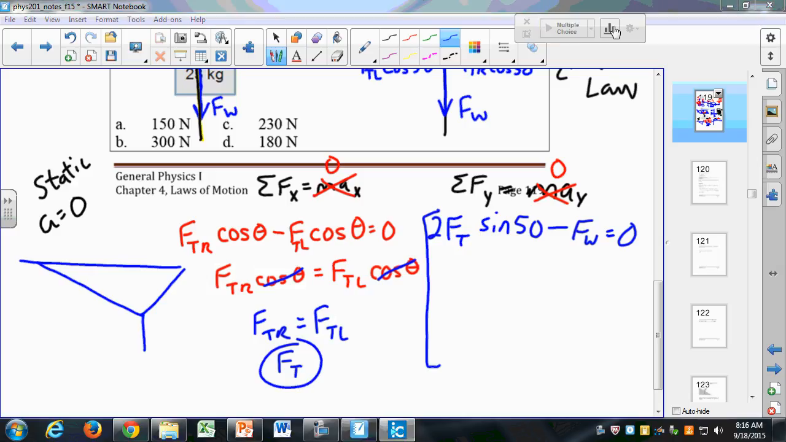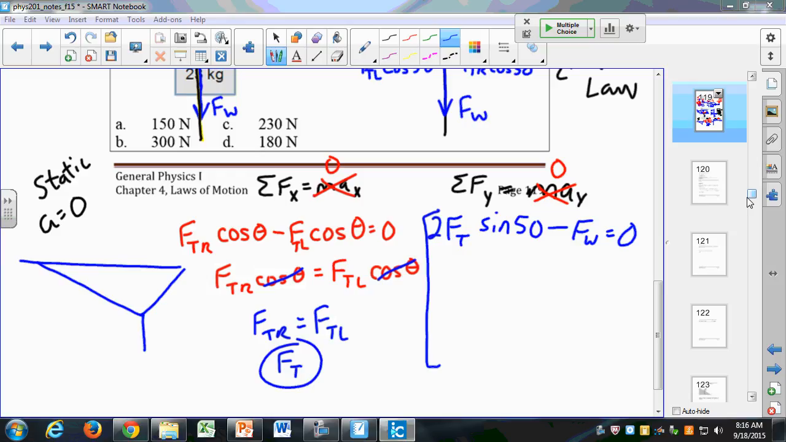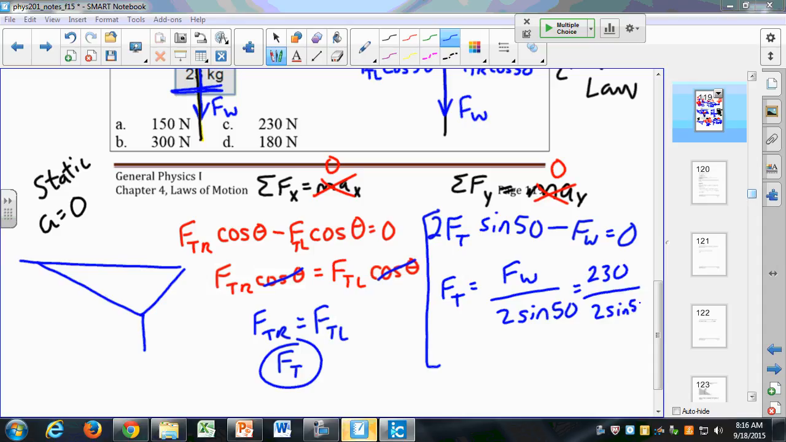Okay, awesome. A is the right answer. I say FT is equal to FW over 2 sine 50. FW is 230. That's the 23 kilograms times 10, over 2 sine 50, and that's equal to 150 newtons. So that's the right answer, A.